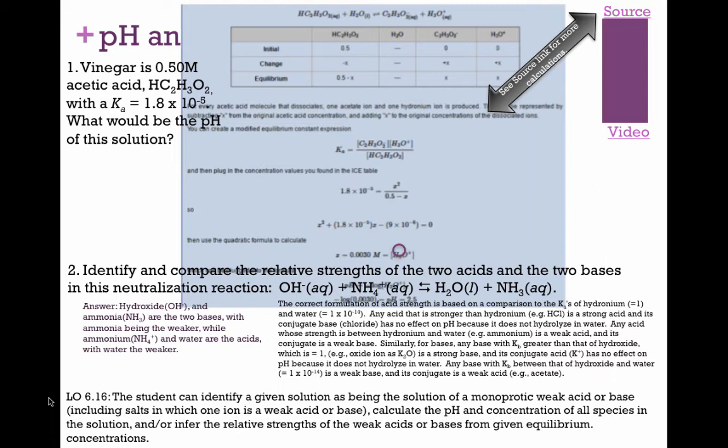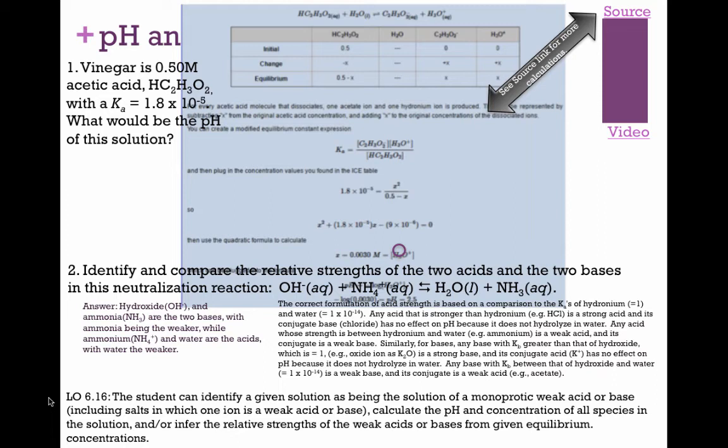What is OH minus? It's a base, because to go from this side to this side, it accepts a proton. So if this is a base, what does that make NH4 plus? Acid. And then over here, if this is the base, what does that make water? It's conjugate acid. And NH3, you know, is a base.